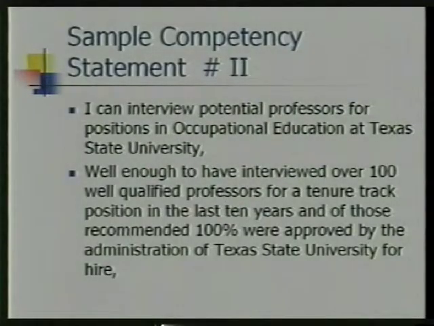I'd like to take a look at sample number 2, and we're going to use the word interview here. This is a very common word again, but let's use it and see what we can come out with. Some of you interview as managers or whatever. I can interview potential professors for positions in occupational education at Texas State University, well enough to interview over 100 well-qualified professors for a tenure-track position in the last 10 years, and of those recommended, 100% were approved by the administration of Texas State University for hire.